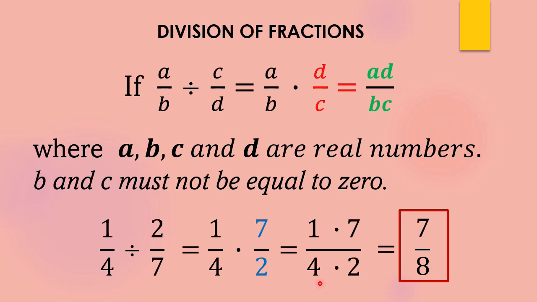And then multiply 4 and 2, it will give us 8. So our final answer is 7/8. Okay? Okay, let's have another one. I have 6 and 1/2 divided by 4/3. So let us divide these two.